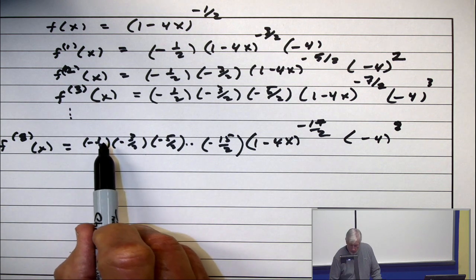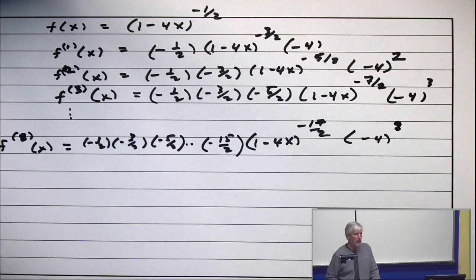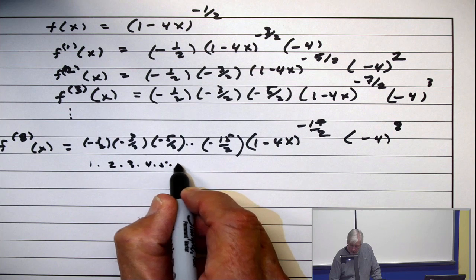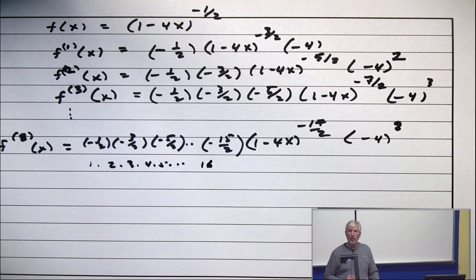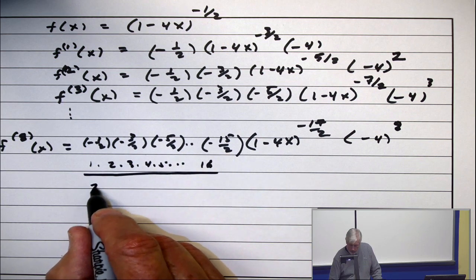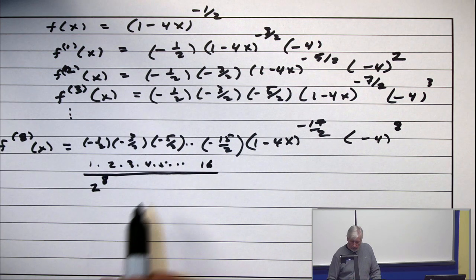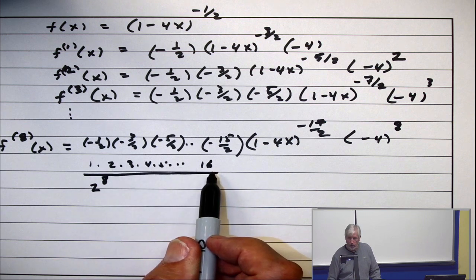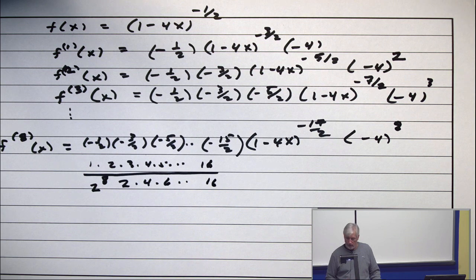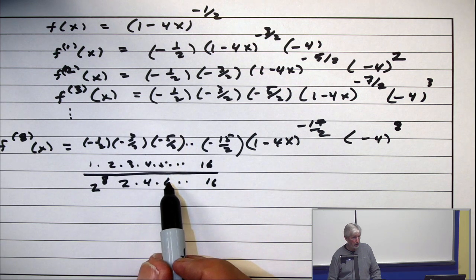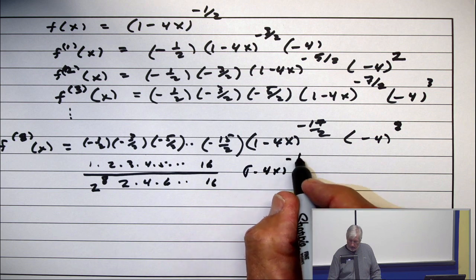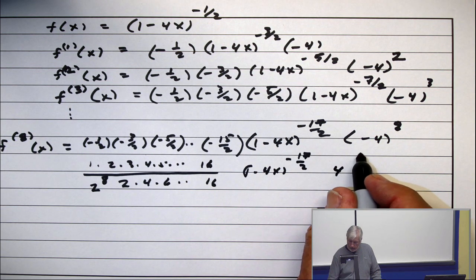All right, now, I got in the numerator 1, 3, 5 up to 15. I don't like that. I want to see 1 times 2 times 3 times 4 times 5 up to 16. Now, what do I see in the denominator? 2, 2, 2, up to 2. I see 2 to the 8th. But I just multiplied by a bunch of stuff that wasn't there. I multiplied by 2, 4, 6, up to 16. Now, this is that. Agreed? Times 1 minus 4x to the minus 17 halves times 4 to the 8th.